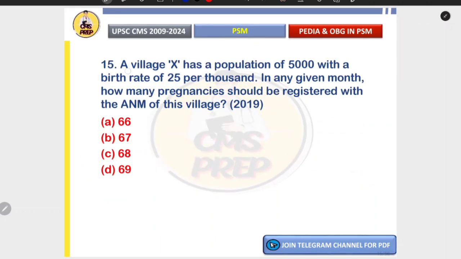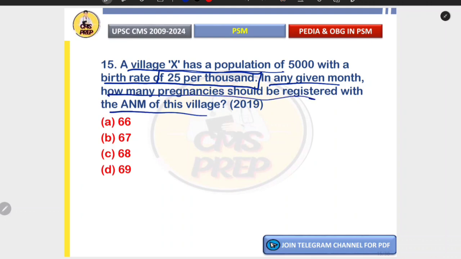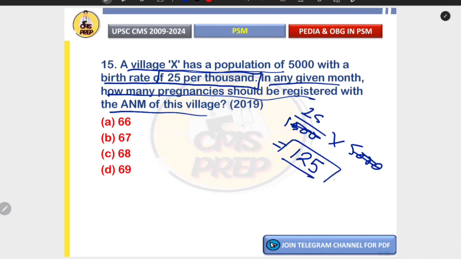A village X has a population of 5,000 with a birth rate of 25 per 1000. In any given month, how many pregnancies should be registered with the ANM of the village? The birth rate is 25 per 1000 and the population of the village is 5,000. Total number of births that comes out is 125. There is 125 live births. Okay. Now this is the first step.